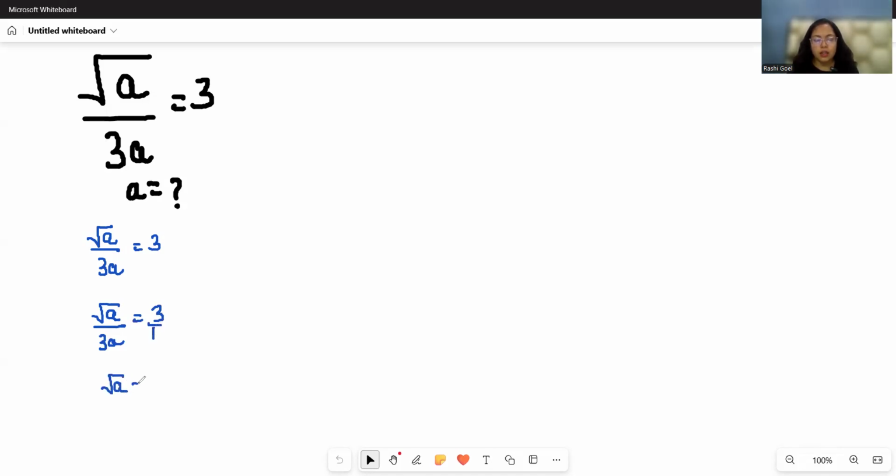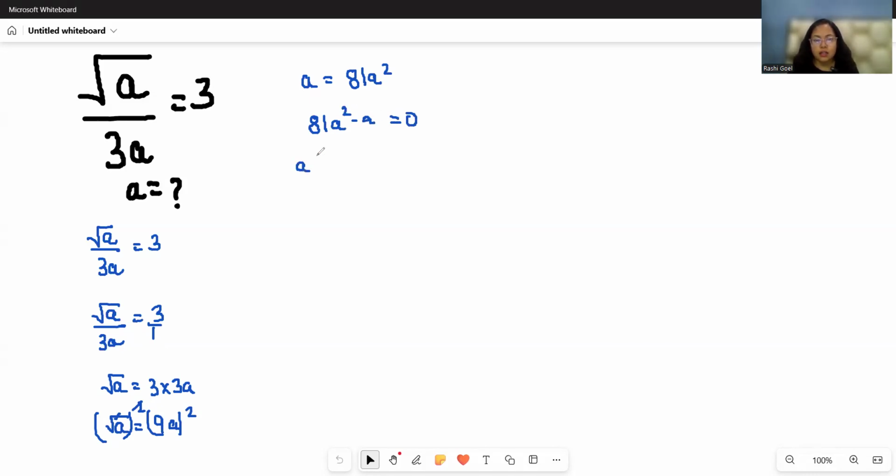So √a = 3 times 3a. So √a = 9a. Now if I square both sides, with the help of the square, the square root is removed. So a = 9 squared, which is 81, and a squared is a². So we can write this as 81a² − a = 0.